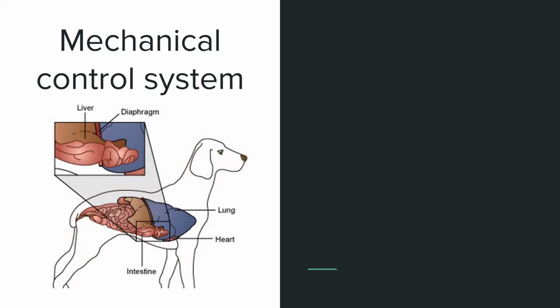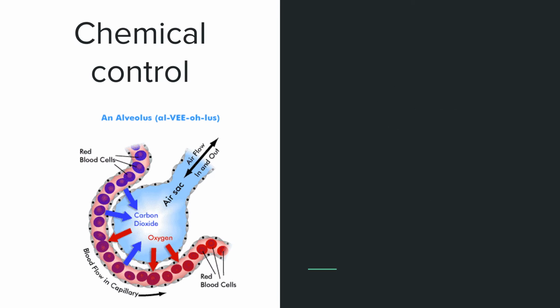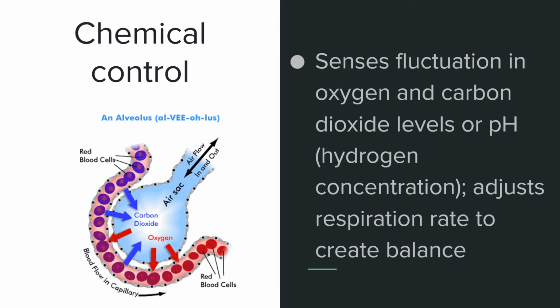All right, so we're going back to that inspiration expiration. We have a mechanical control system. So mechanics, right? I'm thinking of machines. So these are the impulses that regulate the rate of the inspiration and the expiration. This is that diaphragm working for us here. So this is that I need to create that pressure gradient. So my diaphragm creates that for me. And then that's how I'm able to pull air in or push or expel the air out. That ties up chemical control, which is everybody, right? So this is just the mechanics.